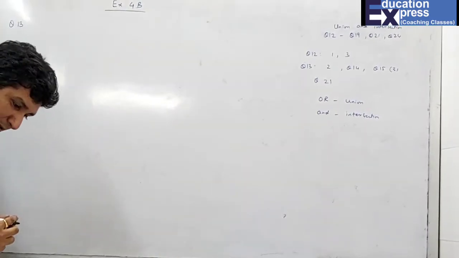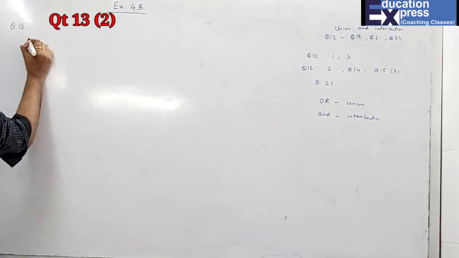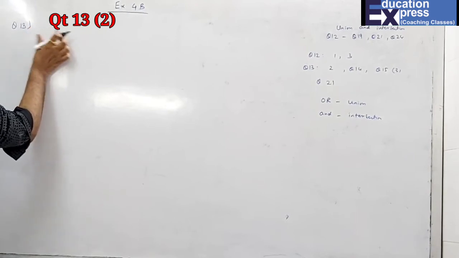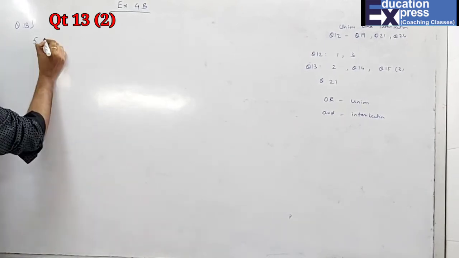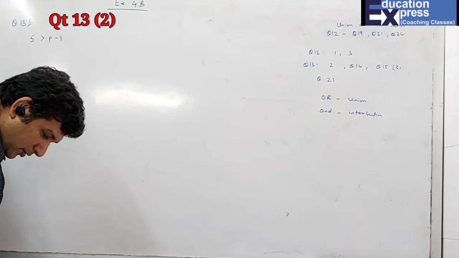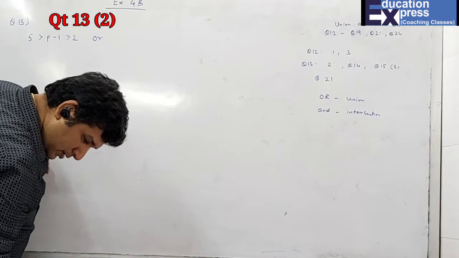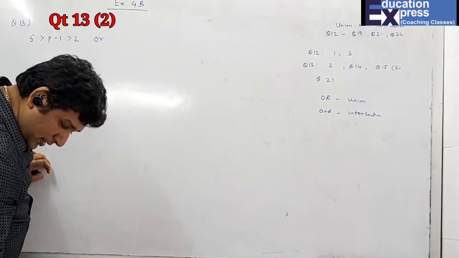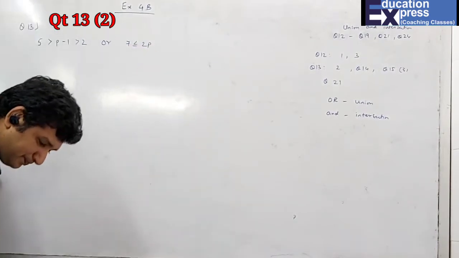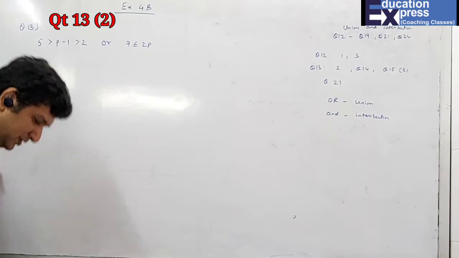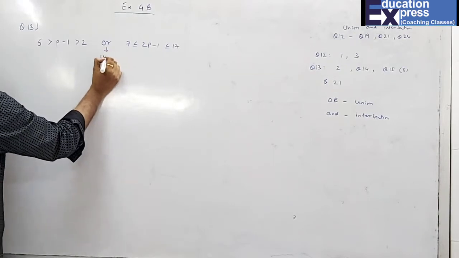Question 13, second part. Now it says solve and graph the solution set of 5 is more than p minus 1, more than 2, or 3p minus 1 more than 2, or 7 minus 7 is less than 2p minus 1 less than 17. So students, or means union.